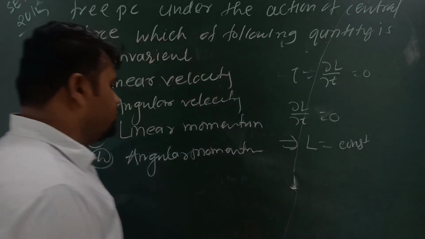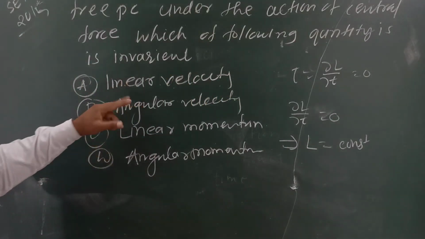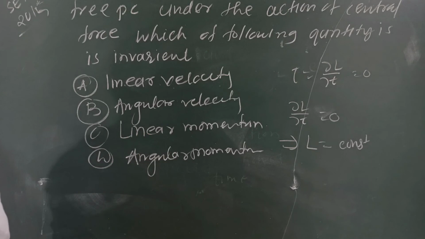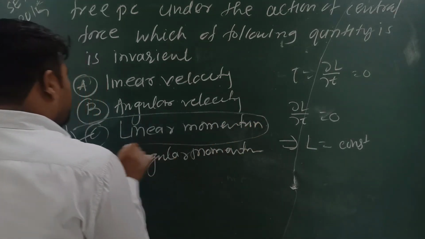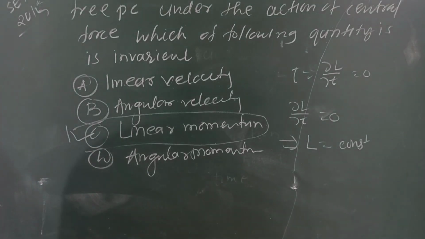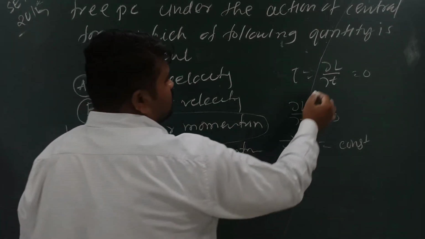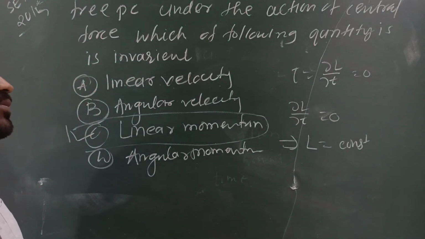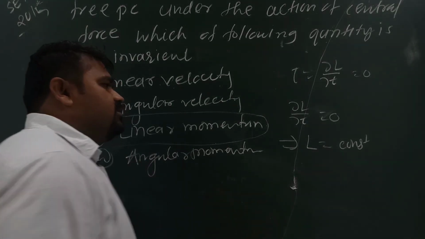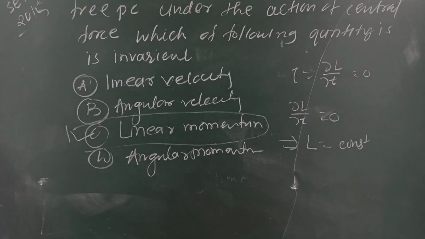Means in this case which quantity is conserved? Not linear velocity, not angular velocity. In this case, angular momentum is conserved. Why is this conserved? Because in this case torque is equal to 0, and we know that torque is equal to dL upon dt. Torque 0, dL upon dt equal to 0 implies that L is constant.